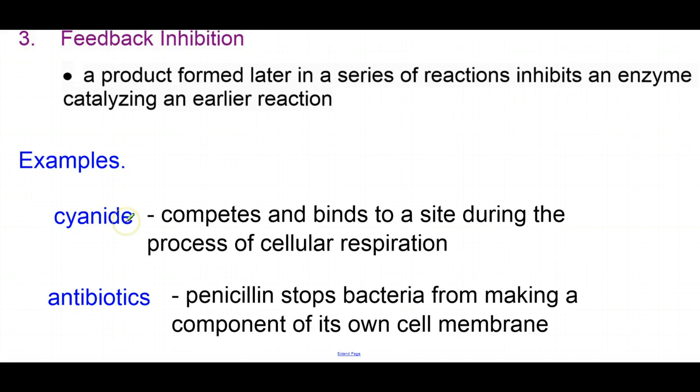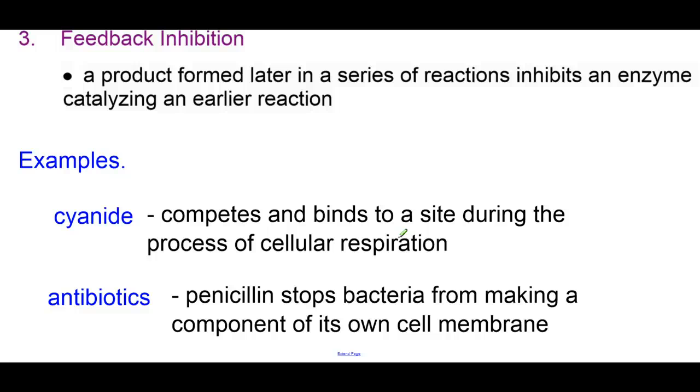Now, some real life examples. I'm sure you've heard of cyanide before. It's a strong poison. Cyanide competitively inhibits, so it competes and it binds to a site during the process of cellular respiration. So cellular respiration is basically a process every living organism goes through. For us, we take in oxygen. Through cellular respiration, we can breathe out carbon dioxide.